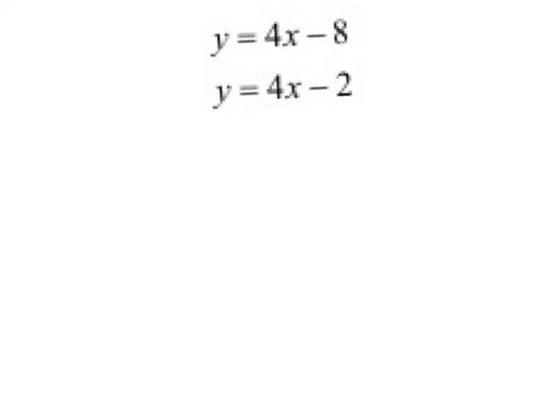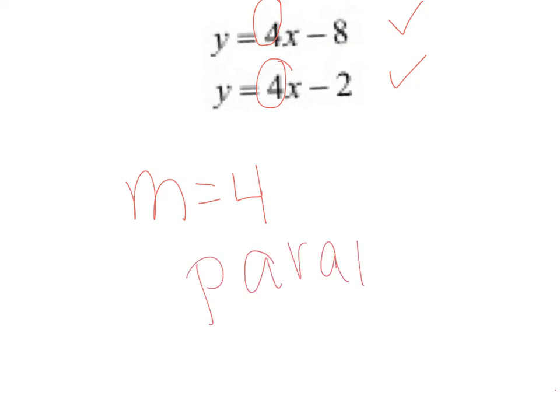So we need to determine if these two lines are parallel, perpendicular, or neither. First step is make sure both equations are solved for y. They both are. Then we need to look at the slopes, just the number before the x. The slope of the first line is 4. The slope of the second line is 4. Since they are both the same, that means our lines are parallel. Remember this symbol for parallel is the two lines. Looks like two L's or two straight vertical lines next to each other.